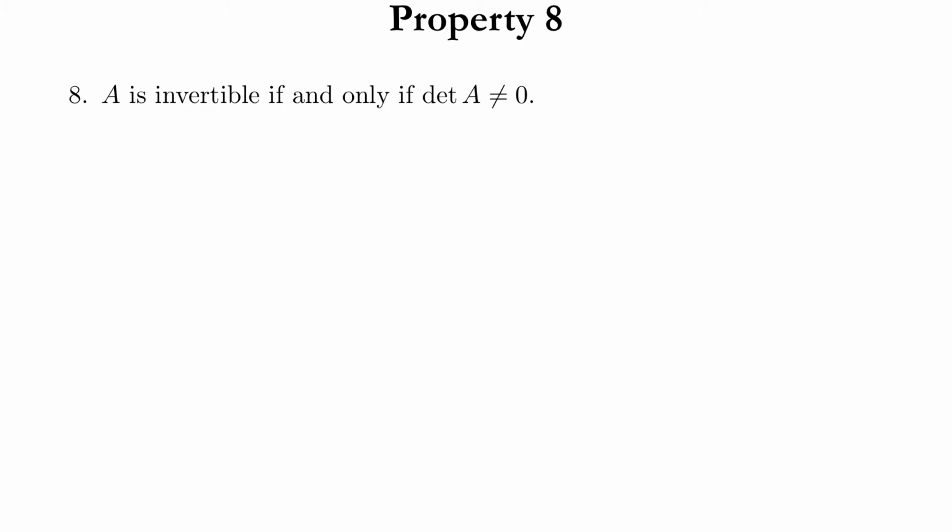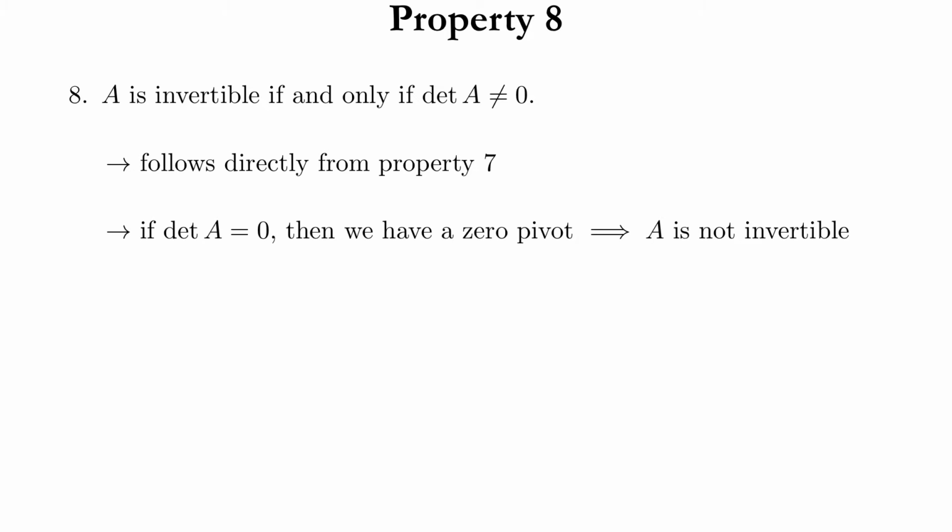The eighth property tells us that a matrix A is invertible if and only if its determinant is not equal to 0. This property, in fact, follows directly from property number 7. Now notice that if the determinant of A had been 0, then there must be a 0 pivot. But if there is a 0 pivot, then we have less than n pivots for an n by n matrix. And as we know, if there are less than n pivots in an n by n matrix, the matrix is not invertible.